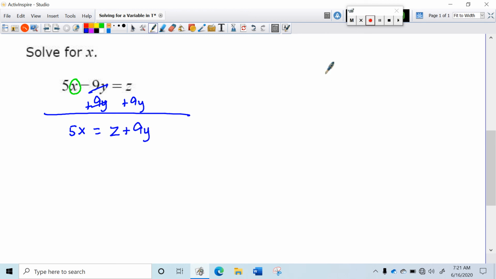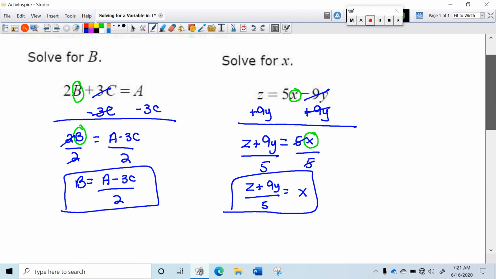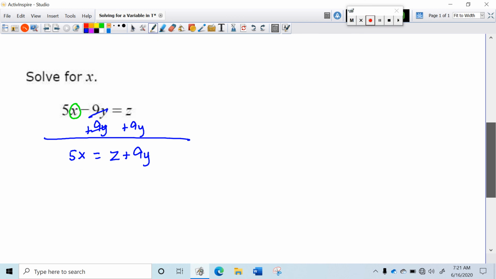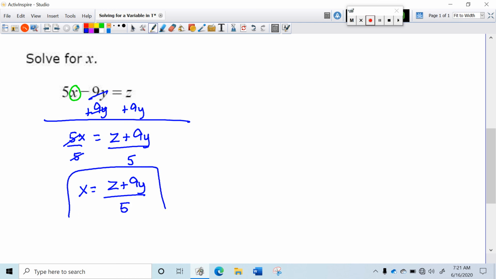Is that the same problem? I'm sorry, it looks very similar to the last one. Nope, a plus and a minus is the only difference. Okay, so divide both sides by 5. Top cancels with bottom. X equals z plus 9y over 5. I think the only difference was the variable on the other side. Okay, so that's how you do those.